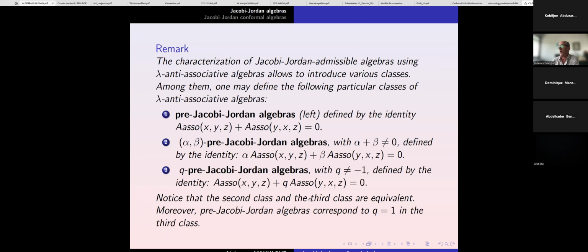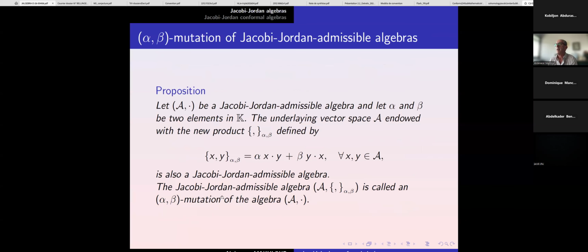Of course, for Q equals 1, this is just the pre-Jacobi-Jordan algebra. Okay, then this is about some classes of Jacobi-Jordan admissible algebras, but we can also define what we are going to call an alpha beta mutation of a Jacobi-Jordan admissible algebra.